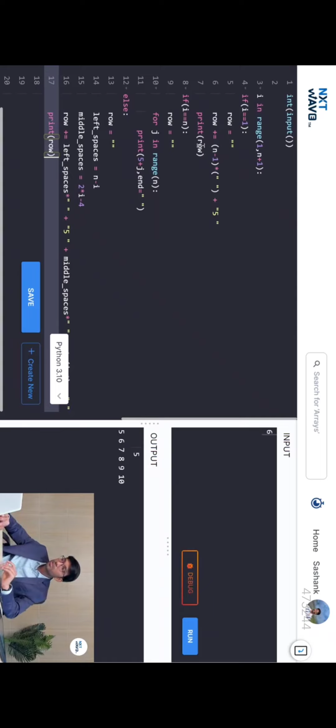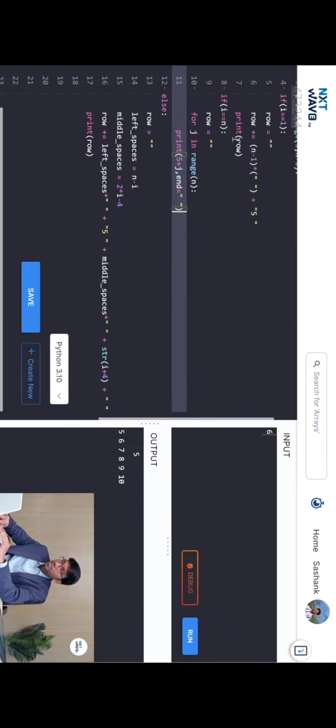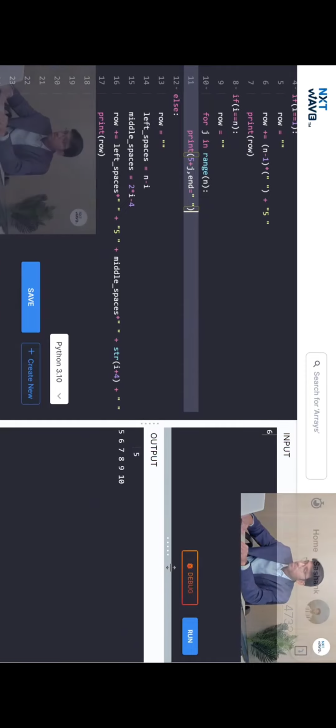Okay, so this is the row. For I equal to 1, we calculated the row, we'll print it. If I equal to n, we'll calculate the row, and then we'll print it. And if I is not 1, I is not n, then in that case we're calculating row here and we'll print it. So now let's run this and see if this works.